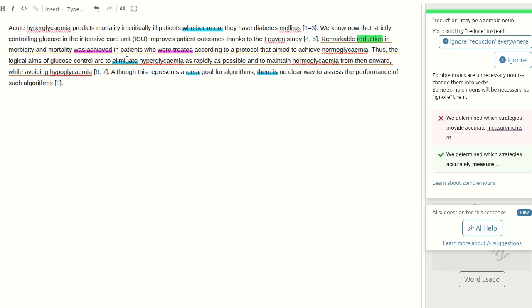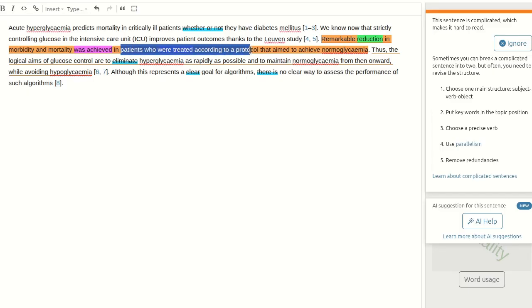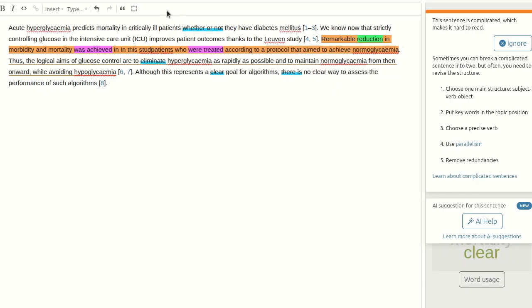I think we're talking about patients who were treated according to a protocol that aimed to achieve normoglycemia. I think that is the context of the study. What if we start like this? In this study, patients were treated according to a protocol that aimed to achieve normoglycemia. That's a first sentence. We've got "in this study," and then we've got a subject, patients, a verb, and then an object, kind of what happens at the end of the sentence, and then we stop.